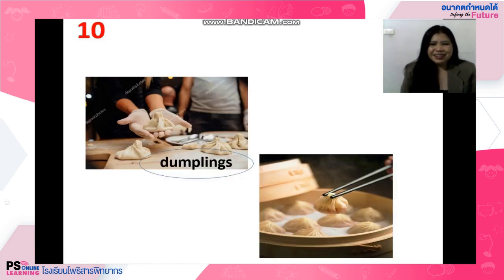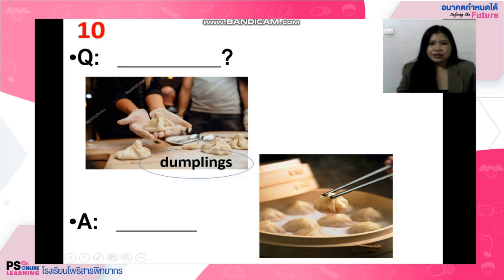This is the last one. Very easy. Number 10. You need to write a question and an answer. What are these? These are dumplings. And the action is on the second photo. Look at the photo below. What is the question and what is the answer? Please write the question and answer.